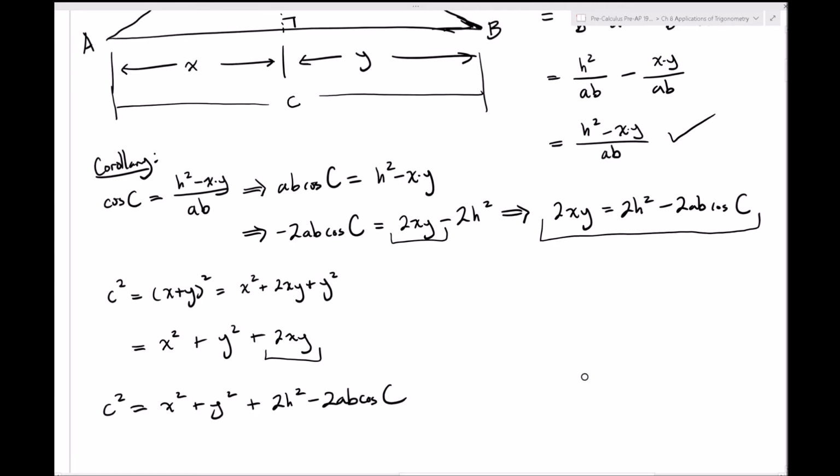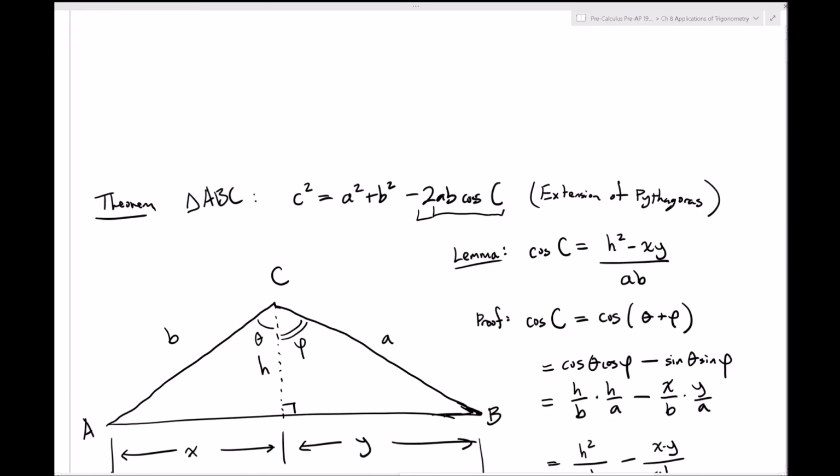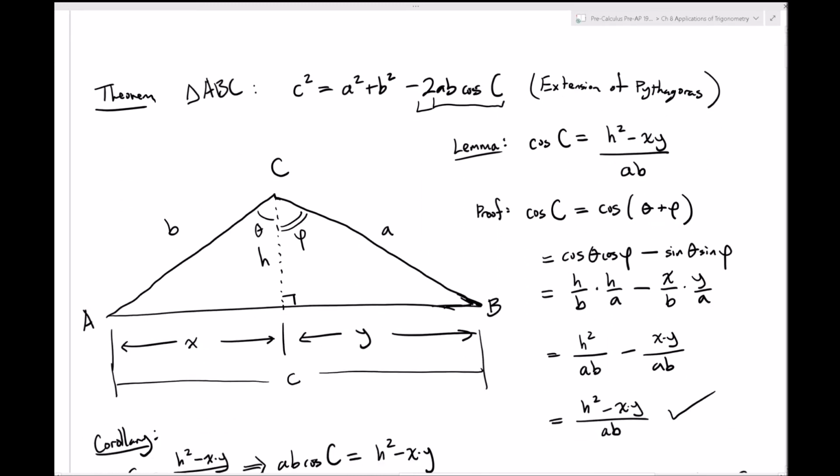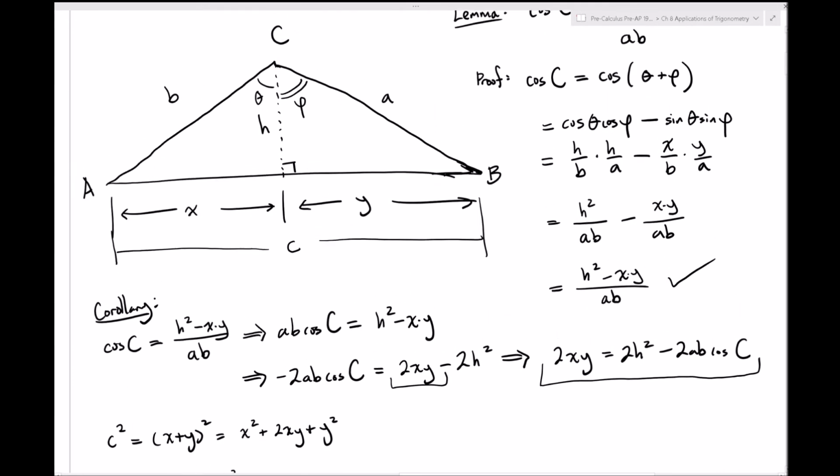And how does that compare to what I'm supposed to get? c squared is a squared plus b squared minus 2ab cosine c. So for some reason, this is supposed to be a squared plus b squared. So we'll see. Then I've got to go back to this triangle for ideas.